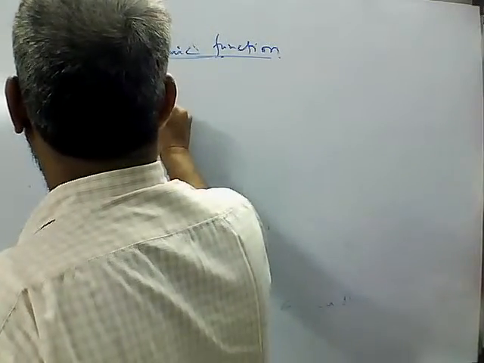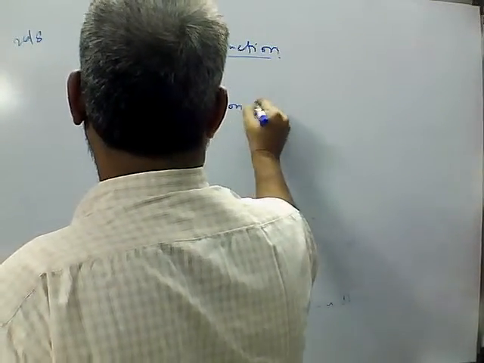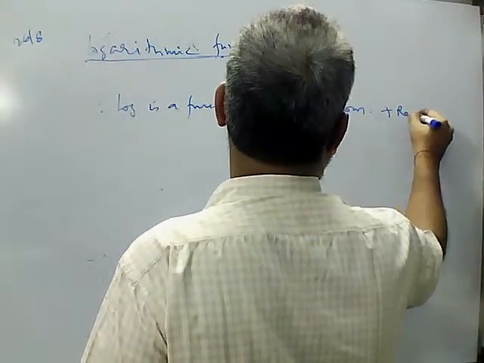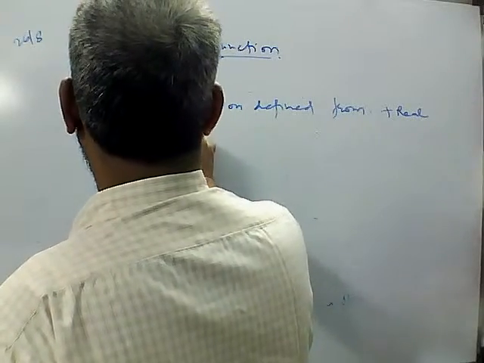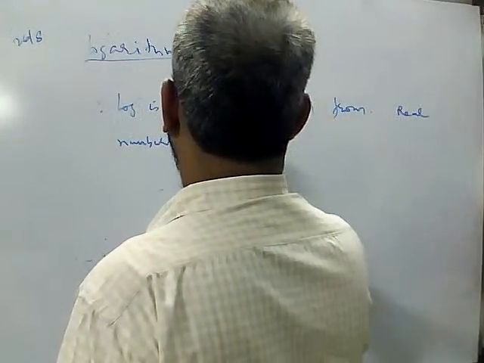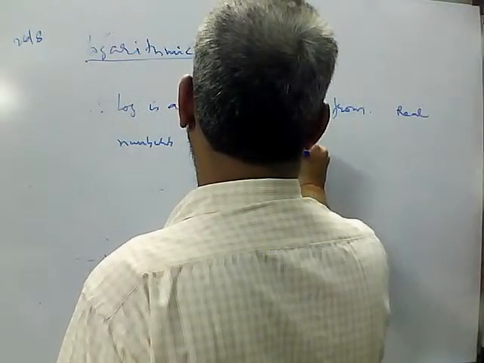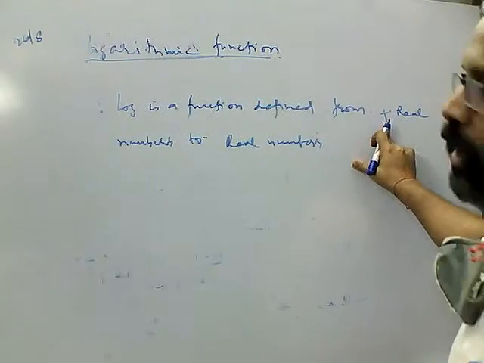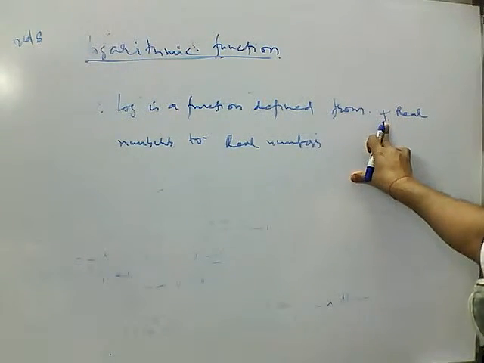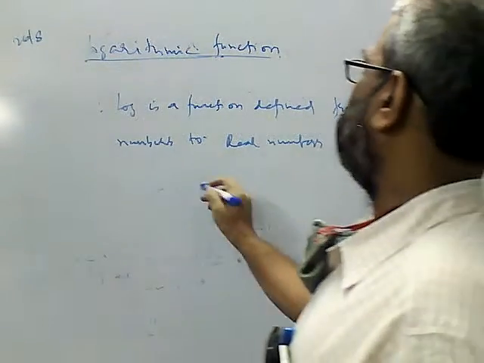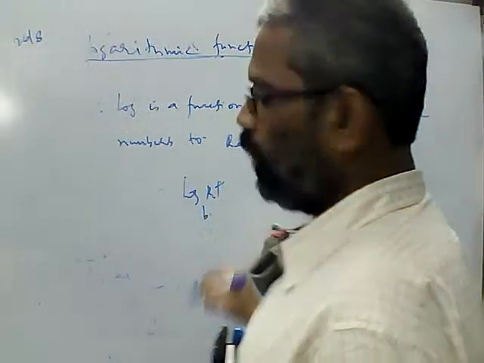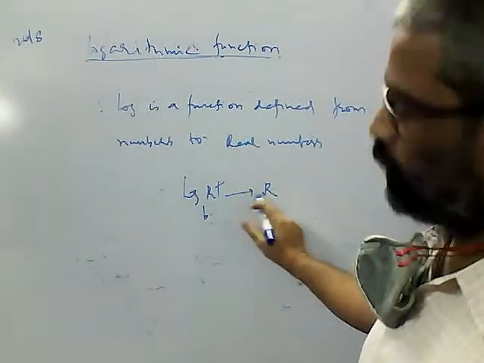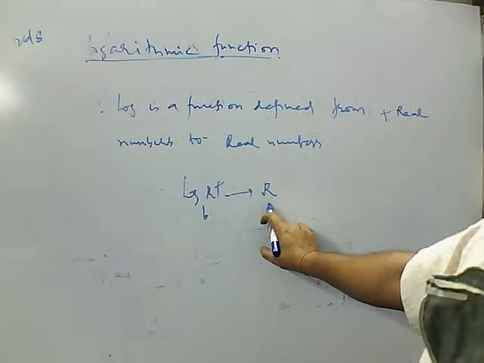Therefore, logarithm is a function defined from positive real numbers to real numbers. Because your domain will be only positive, you can't take negative values for logarithm. So it can be defined as log from R plus to the base b, to R. Are you clear?